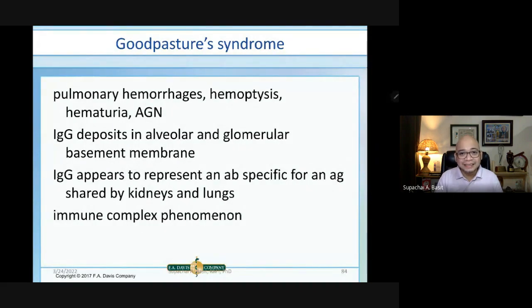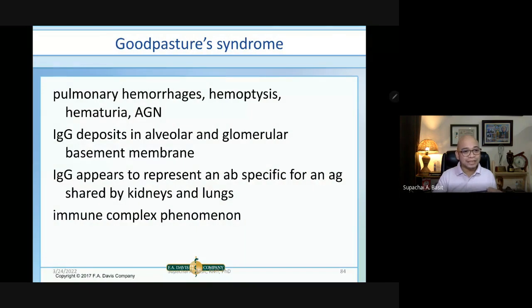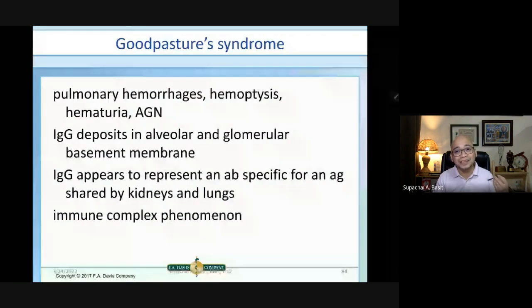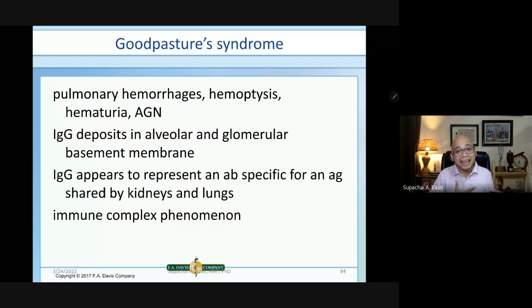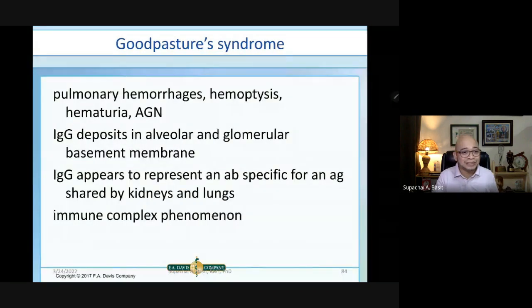So this is the Goodpasture acute glomerulonephritis and the immunofluorescence imaging of linear distribution of IgG on the glomerular basement membrane. So this is an example of pulmonary hemorrhages if the lungs are affected in Goodpasture syndrome.